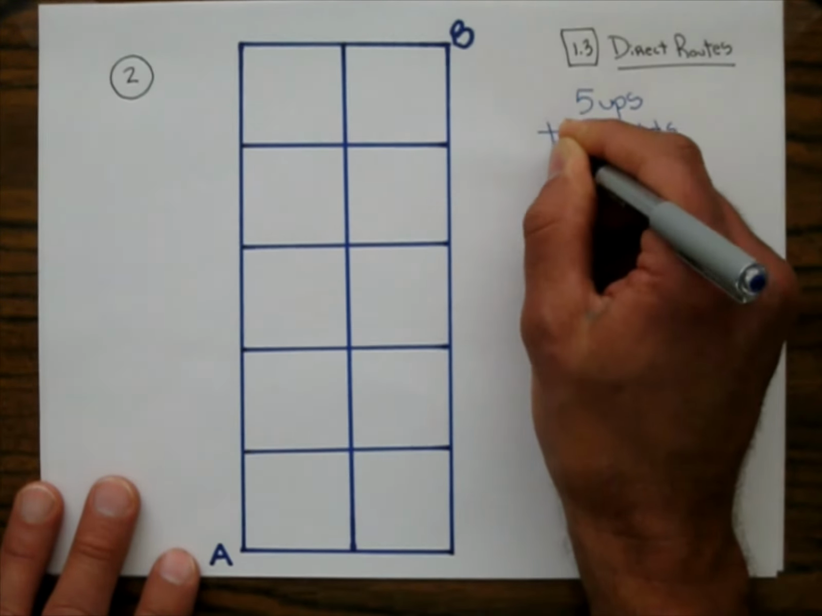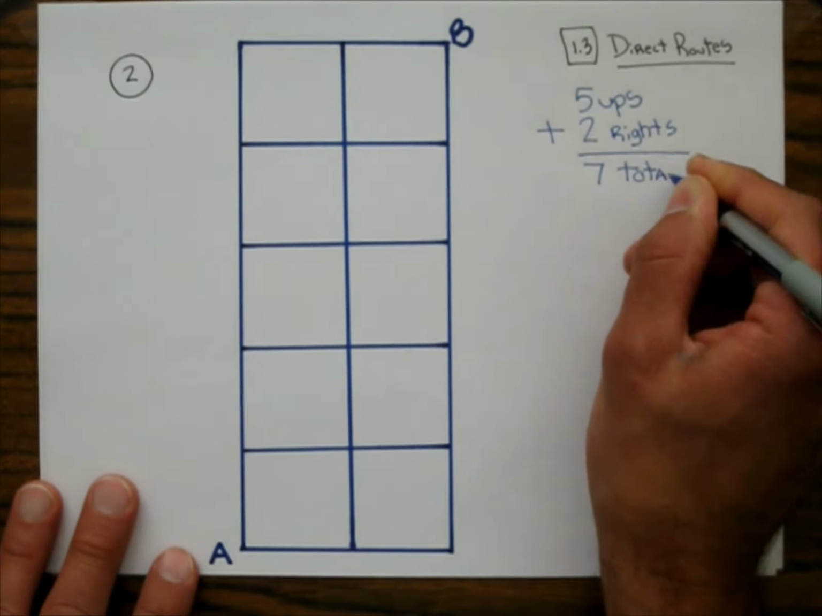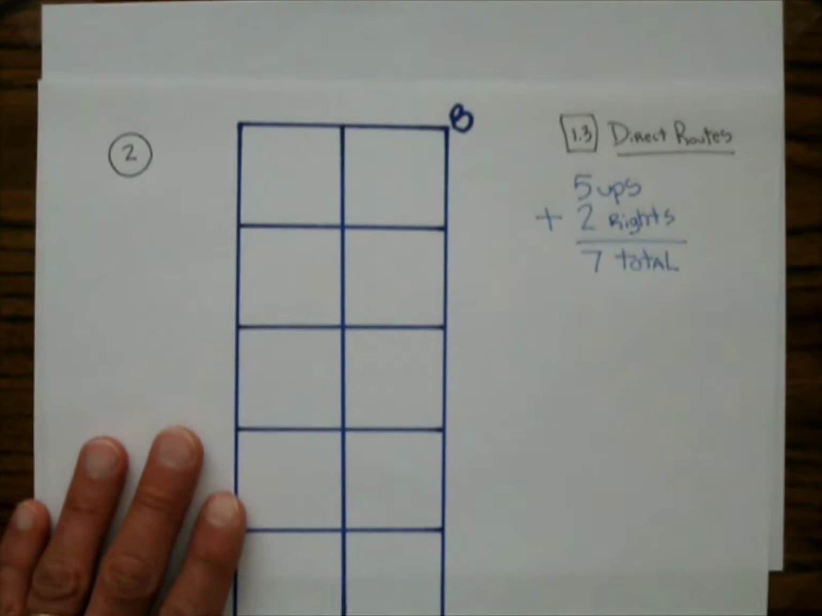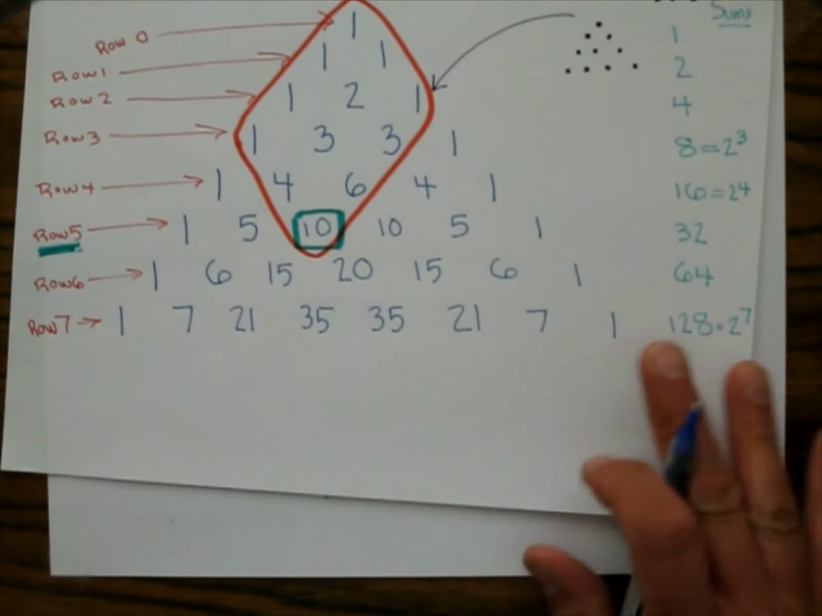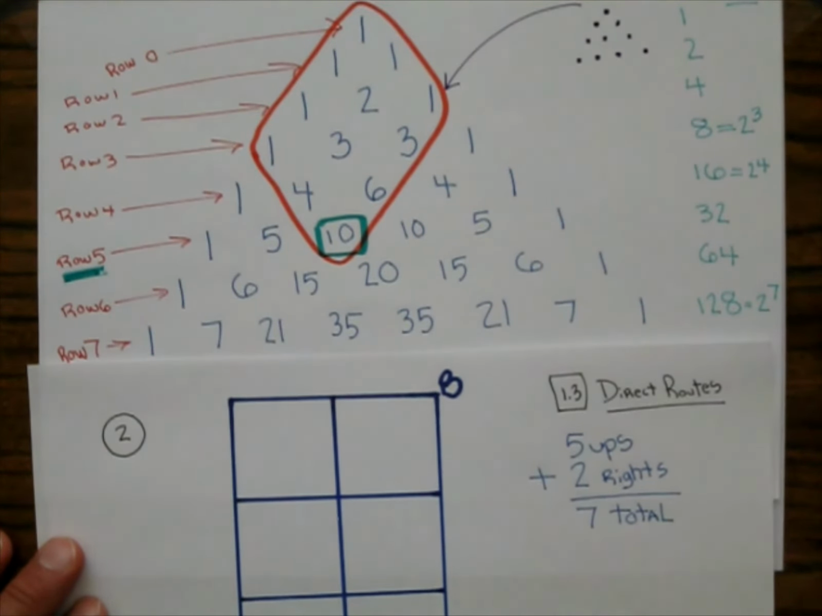You would add that together and get 7 total. You guys are going to like this. Now watch. Here's Pascal's triangle. I'll try to fit everything in the range of the camera, and here's the problem.